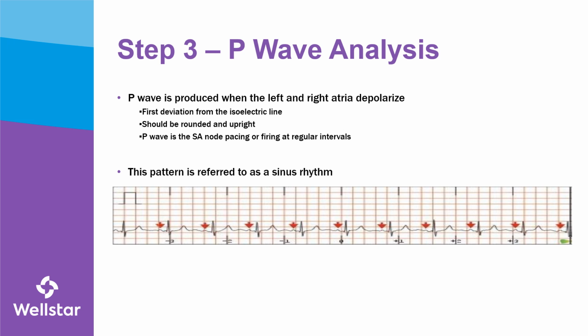It should be rounded and upright. The P wave in a normal state will be rounded and upright. The P wave is the SA node pacing or firing at regular intervals. This pattern is referred to as a sinus rhythm, sinoatrial. It's coming from the sinus, the atria.